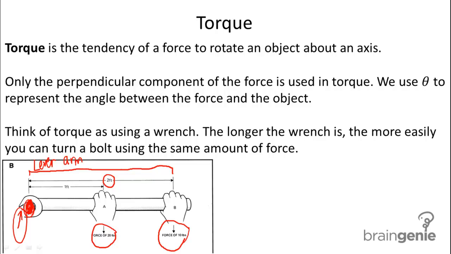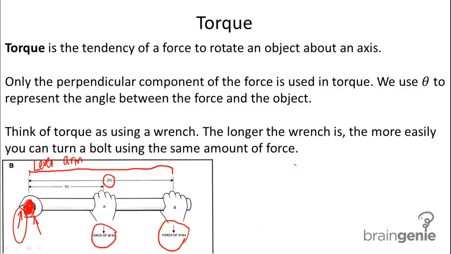Now, we all know we can't turn this bolt itself on its point with our fingers. We need a wrench. A wrench uses the concept of torque to actually allow us to use less force, less strength to turn this bolt or this nut.